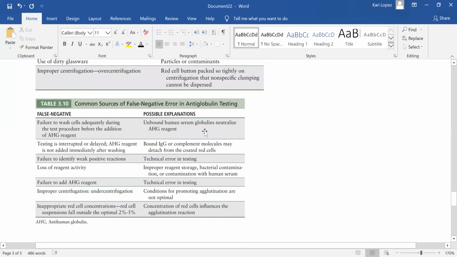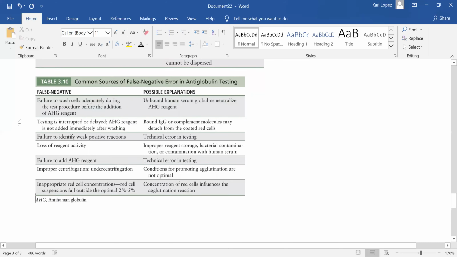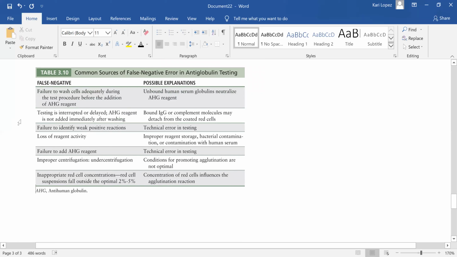Now your false negative errors in your AHG test are going to be failure to wash cells adequately during the test procedure before the addition of AHG reagent. Testing is interrupted or delayed. AHG reagent is not added immediately after washing. Failure to identify weak positive reactions. Loss of reagent activity. Failure to add AHG reagent altogether. And I do believe that AHG is often a green color, so you can tell whether or not you've added it. So it's dyed to help prevent that from happening.